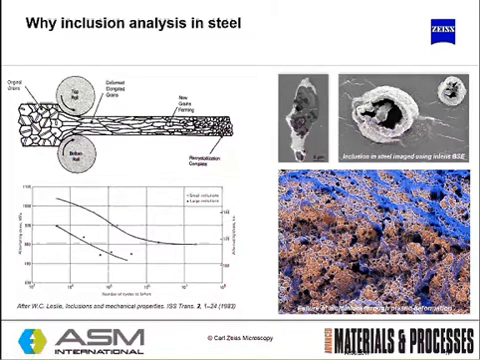During recrystallization and heat treatment, new grains will then form, and until the recrystallization is complete, those inclusions will remain in that steel. And once the steel is cooled, they will influence the mechanical properties of that sample.